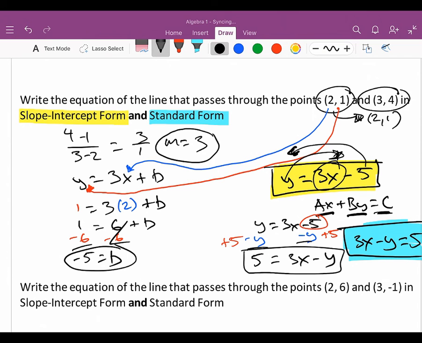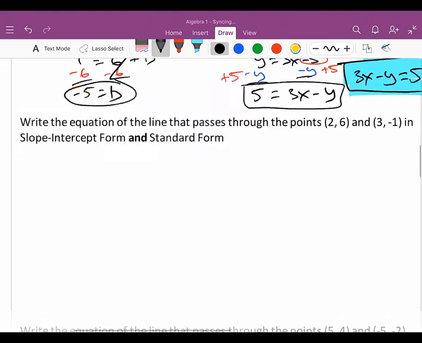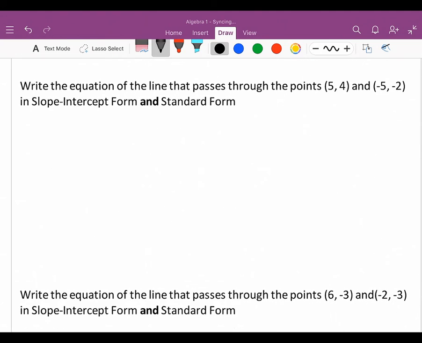Okay? Now let's do one where there's fractions. So I'm going to skip over one, but write the equation of the line that passes through the points (5, 4) and (negative 5, negative 2). Go ahead, find your slope first. Stack them: negative 2 minus 4 over negative 5 minus 5. Negative 2 minus 4 would be negative 6. Negative 5 minus 5 is negative 10. If you reduce that, 2 goes into both of those numbers. You should get 3/5 as your slope.